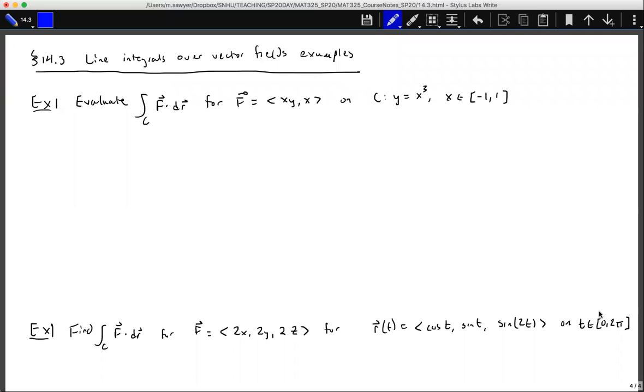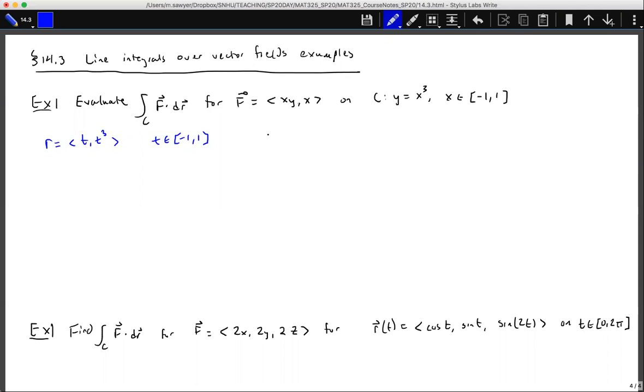Welcome to Calc 3. This is line integrals over vector fields examples, section 14.3. So let's suppose that we have the line integral over the vector field F, for F equals x times y, comma x, on the curve y equals x cubed from x equals -1 to 1. So we can parameterize this function and we can say that r equals t comma t cubed, where t is an element of -1 to 1. This is a nice easy parameterization.